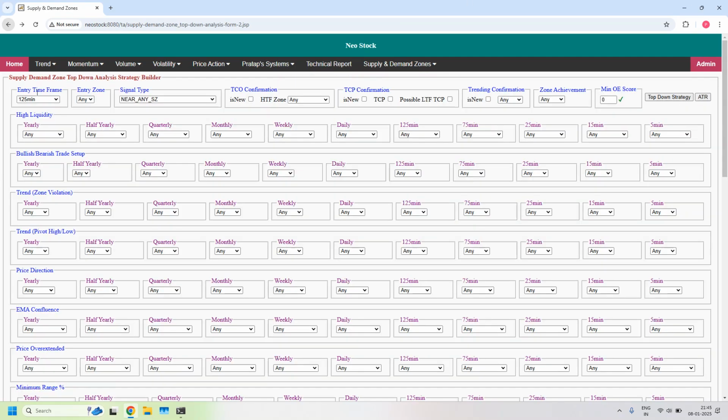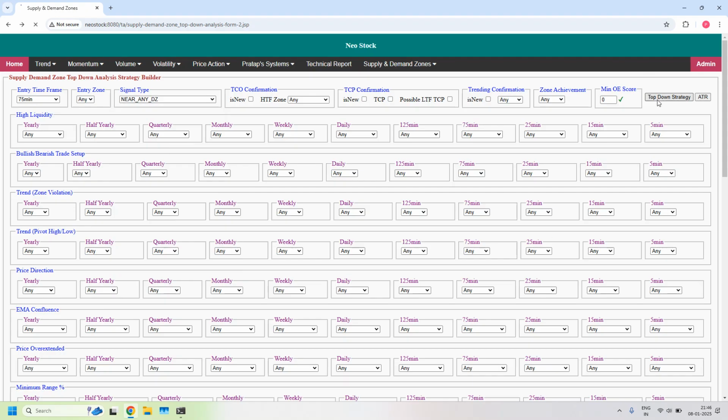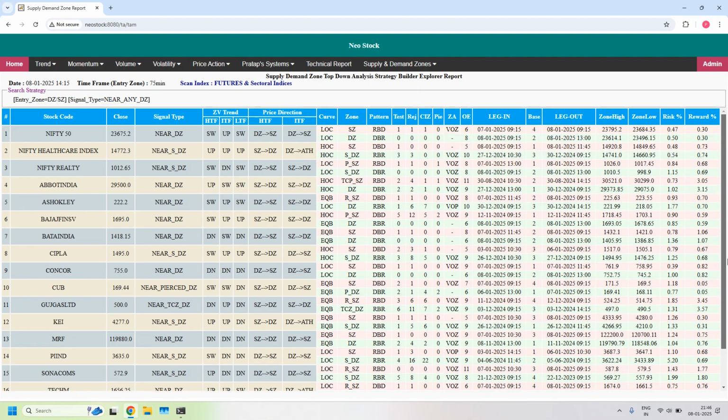Okay, next time frame is 75 minutes. Entry time frame 75 minutes. Let us find the stocks near 75 minutes demand zone. So total 18 stocks are filtered. Let us identify high liquidity 75 minutes demand zones from this list. NIFTY Healthcare is not listed in indices, so we don't look into this stock. Same is the case with NIFTY Realty also. This is also an index, not listed in F&O.